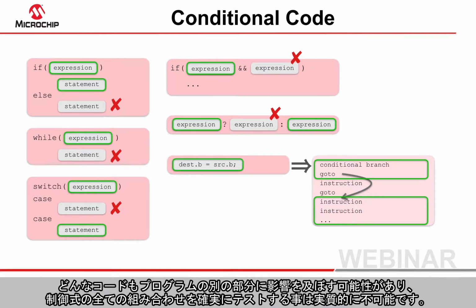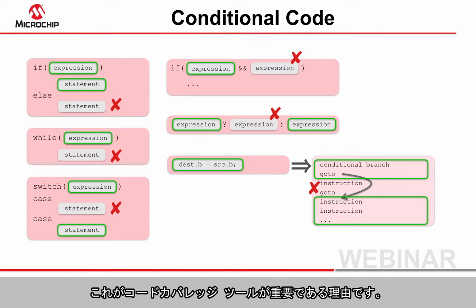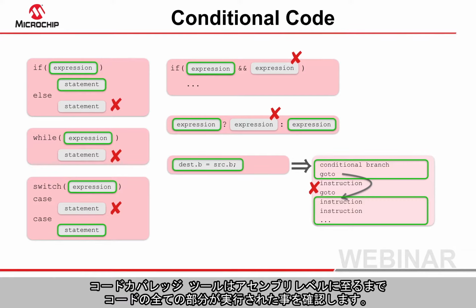Any code can have side effects that affect other parts of your program, and it is virtually impossible to know if you have tested every combination of controlling expression, which is why a code coverage tool is important. It confirms that every part of your code has been executed, even down to the assembly level.